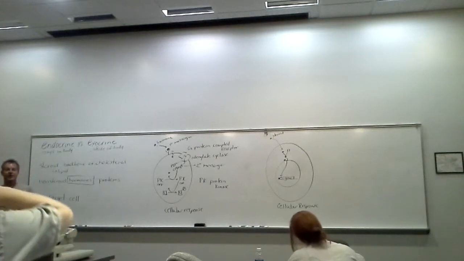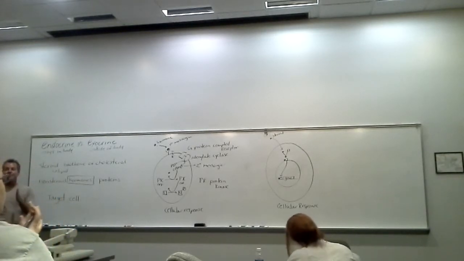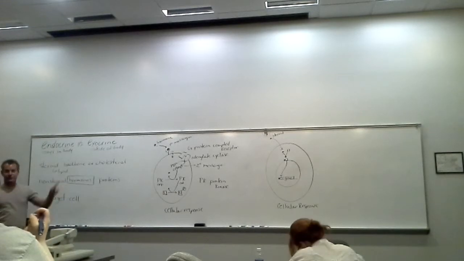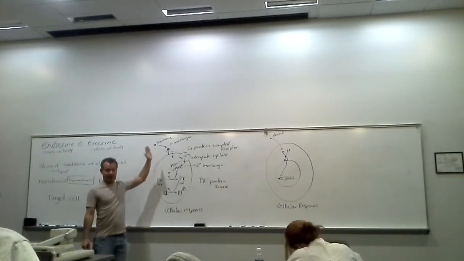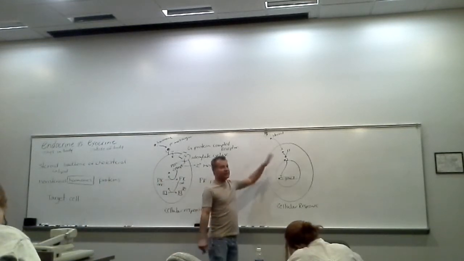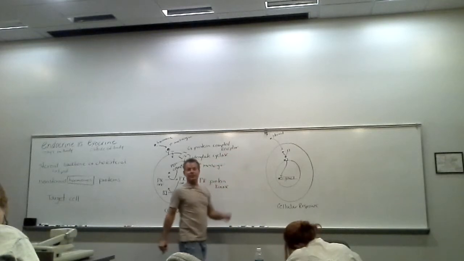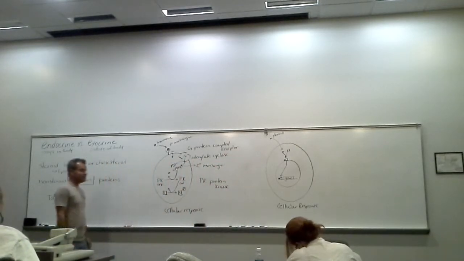Which type of signaling molecule causes the most rapid cellular response? Hormones or steroids? Steroids. Hormones, we have to go through this cascade of events in order to do this. Steroids get in there, do their job, and then get out. So very fast cellular response.